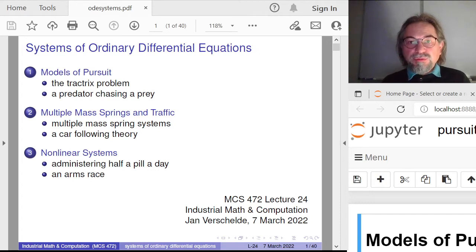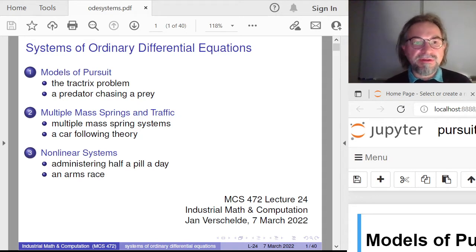So welcome to lecture 24 of MCS 472, a course in industrial mathematics and computation. The purpose of this lecture is to introduce systems of ordinary differential equations. We have already encountered the pendulum model, which gave rise to two equations, but now we will see that systems arrive not only by rewriting higher order differential equations, but that they arrive on their own.